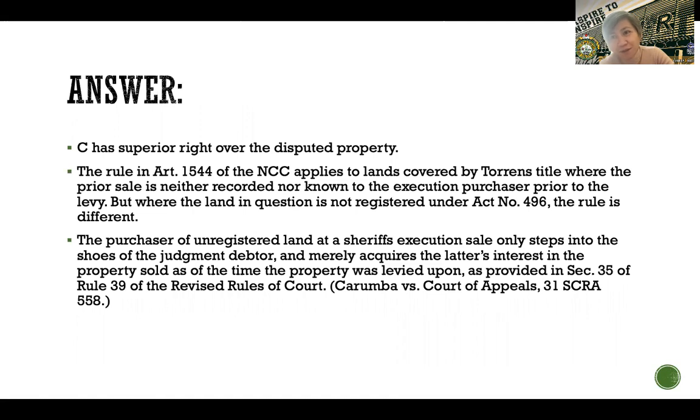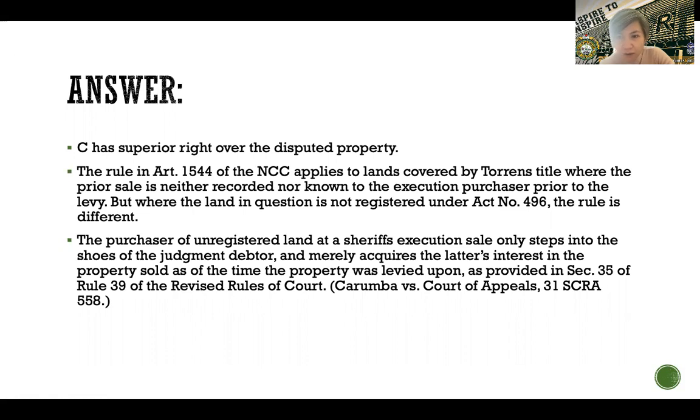Why? Di ba unregistered man to? So the rule in Article 1544 applies to lands covered by Torrens title, where the prior sale is neither recorded nor known to the execution purchaser prior to the levy, but where the land in question is not registered under Act 496, the rule is different.